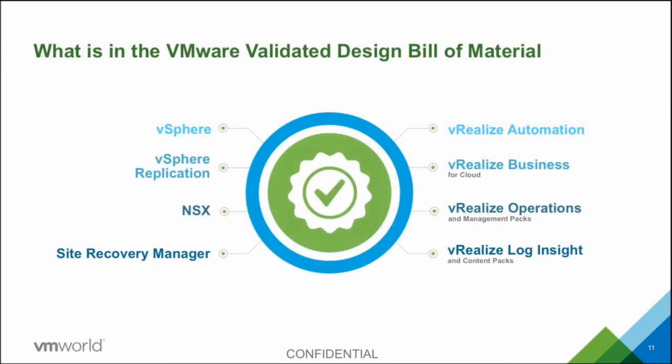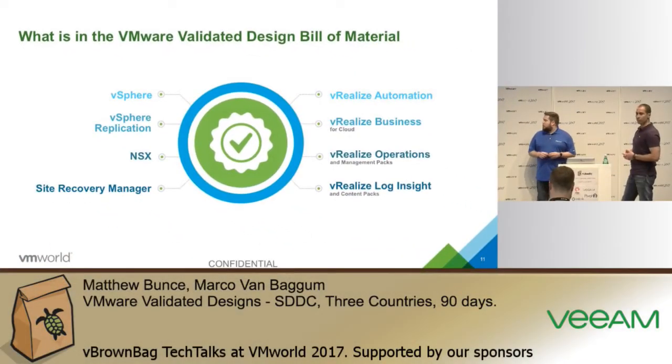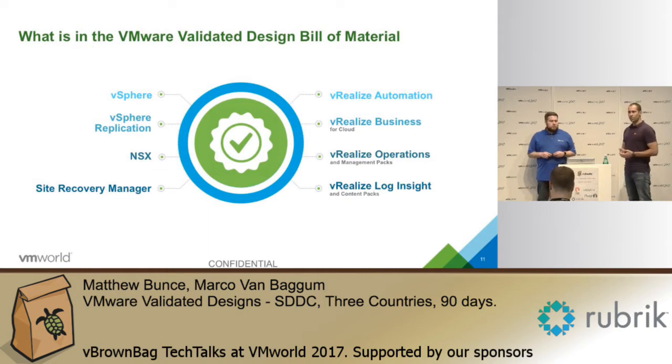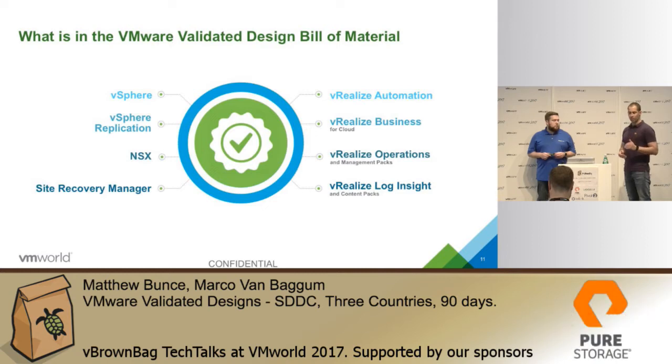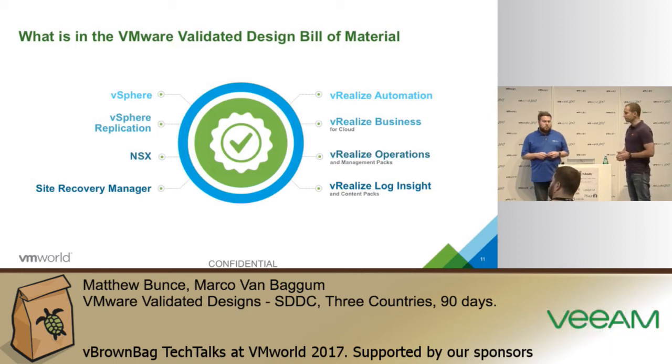So what's actually in the VMware Validated Design? There's a bill of material, and here you can see all the components that are part of the VMware Validated Design. When you are on a specific version of the VMware Validated Design, there are specific versions for each of these components. If a new VMware Validated Design is being released, that means that all products will be updated accordingly. And the whole documentation is describing how you can upgrade to the specific level for the components.